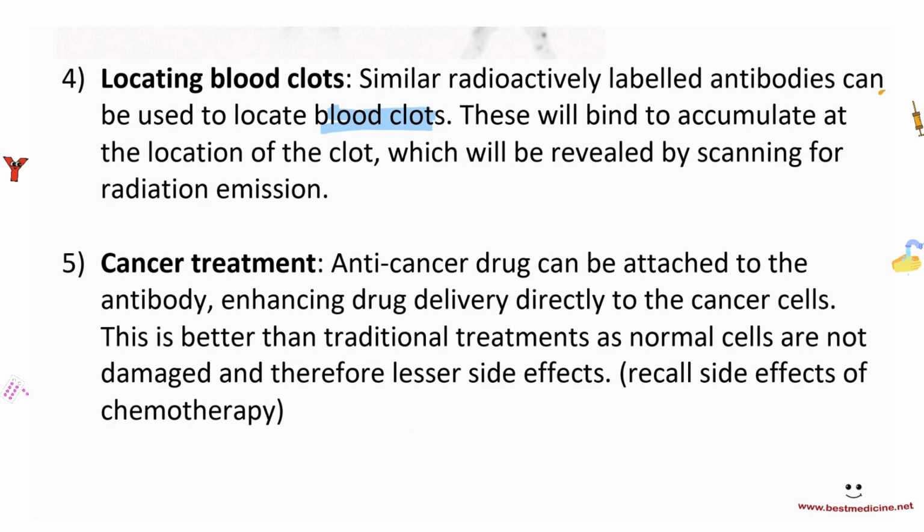And number 5, cancer treatment. Anti-cancer drugs can also be attached to the antibodies, enhancing drug delivery directly to the cancer cells. Remember, chemotherapy and radiation therapy are very toxic to other normal cells, damaging them and causing a lot of side effects like alopecia, which is hair loss, and nausea and vomiting. But if you use anti-cancer drugs in this way, they can be better targeted directly to the cancer cells, avoiding as many normal cells as you can, and therefore causing fewer side effects.